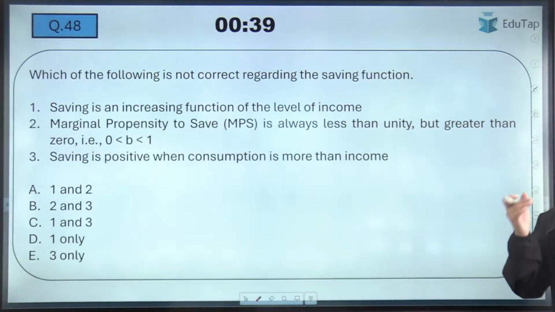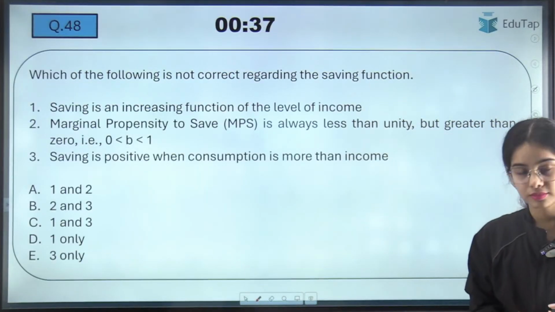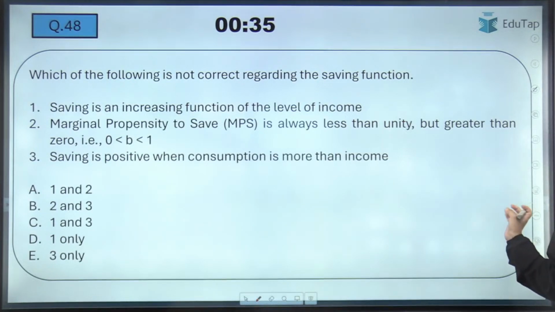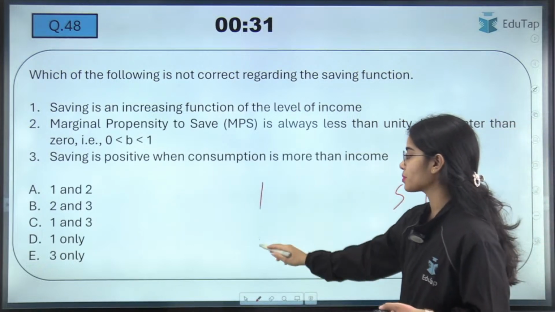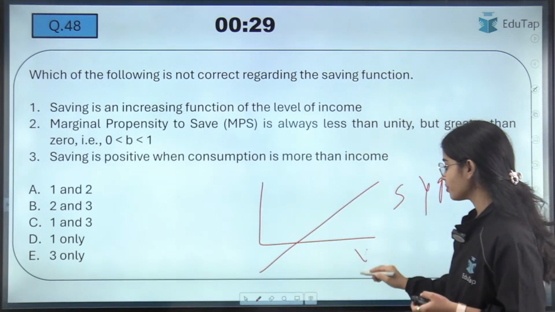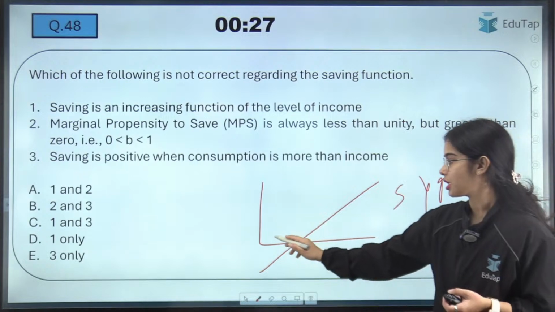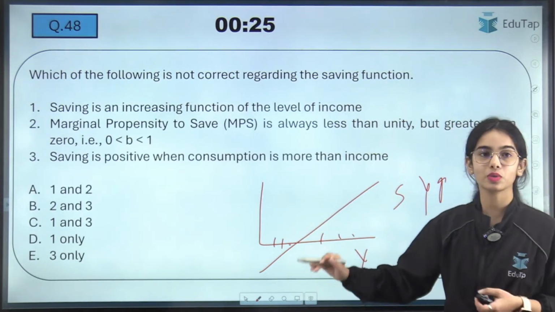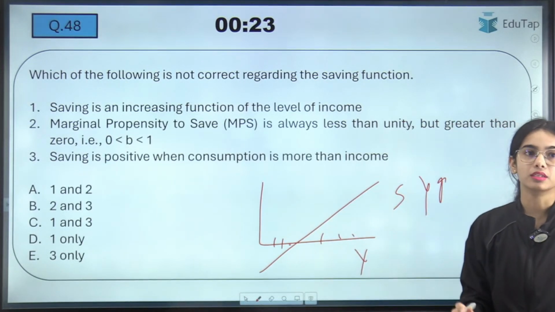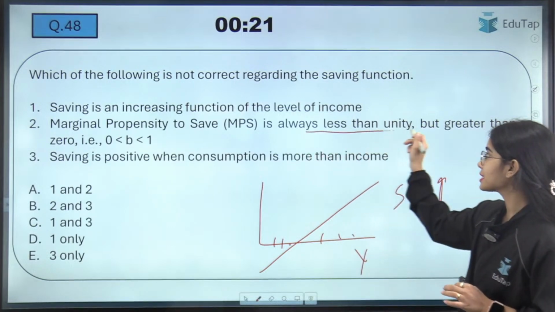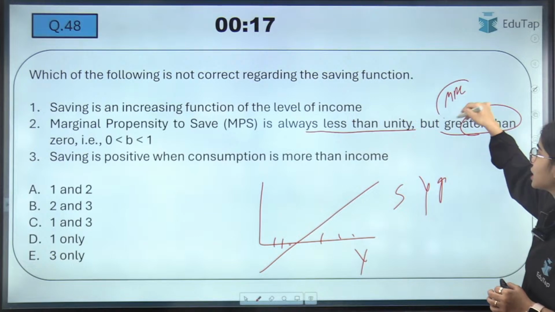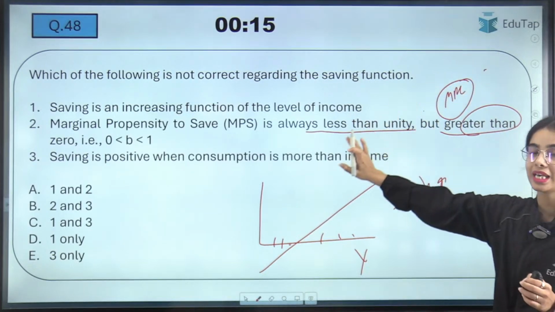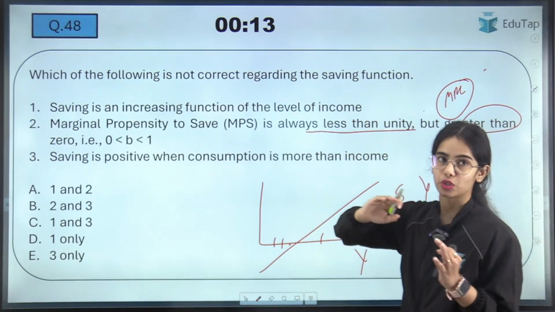Coming to the next question. Saving is an increasing function of the level of income. So as your income is increasing, the saving is increasing. That is absolutely correct. So as the income increases, you can see that your saving is also increasing. MPS is always less than unity but greater than 0. So that is correct, because if MPC is within the range of 0 and 1, the MPS will also be within the range of 0 and 1.